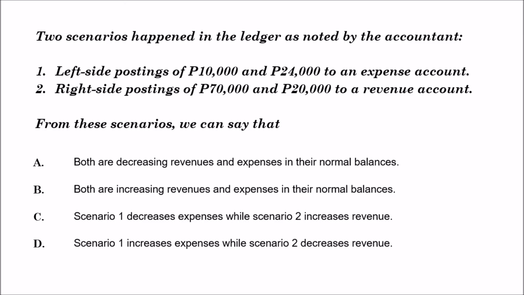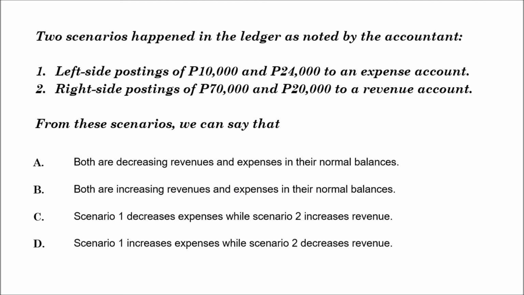A. Both are decreasing revenues and expenses in their normal balances. B. Both are increasing revenues and expenses in their normal balances. C. Scenario 1 decreases expenses while Scenario 2 increases revenue. D. Scenario 1 increases expenses while Scenario 2 decreases revenue. What's your answer? You can pause the video to think about the problem. When you say theory question, it does not ask you for a computation. It's just something about technical knowledge, but not necessarily computing amounts.